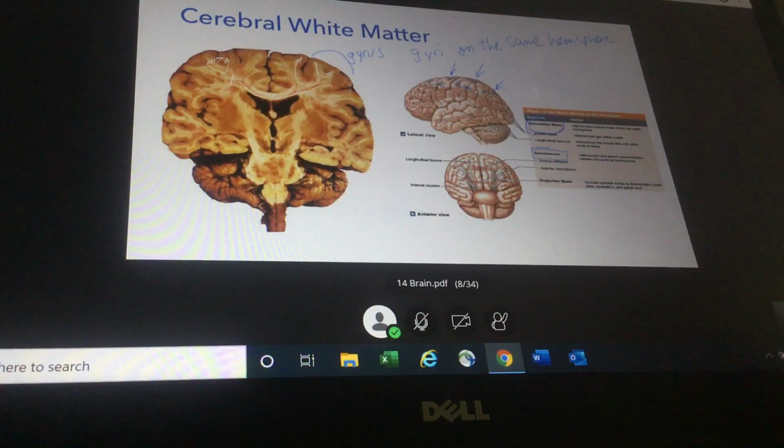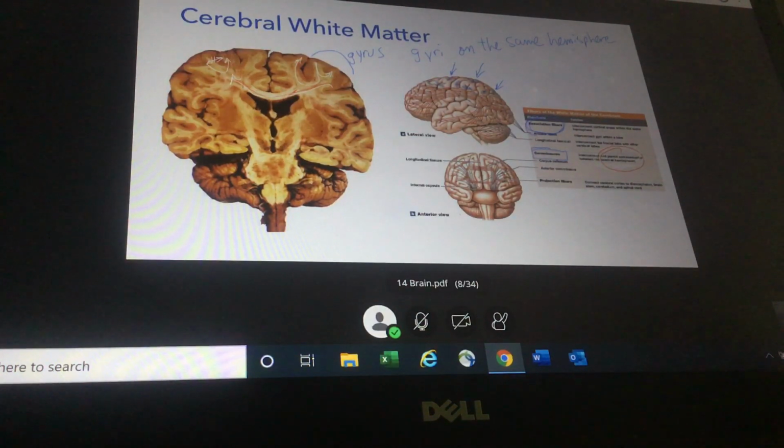These are referred to as commissural tracts. They connect hemisphere to hemisphere, so they're found between the cerebral hemispheres. That didn't show up well either. There we go. Finally, the projection fibers.